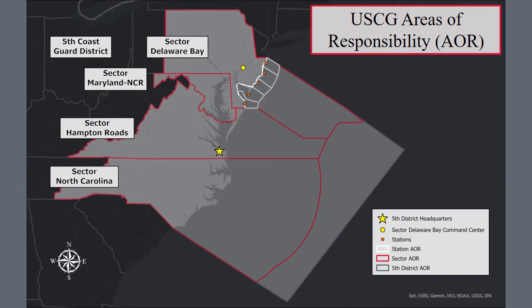The U.S. Coast Guard divides responsibility from the headquarters and area levels to the district, sector, and station levels depicted here. Each district contains multiple sectors, and each sector contains multiple stations. All sectors shown here with red boundaries comprise the 5th Coast Guard District. All of the white boundaries represent the stations within the Sector Delaware Bay Area of Responsibility, or AOR.